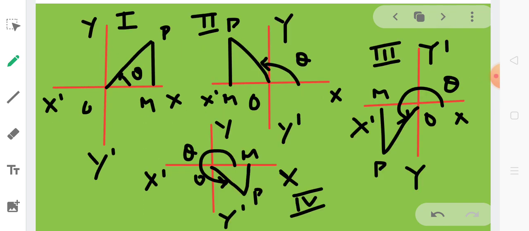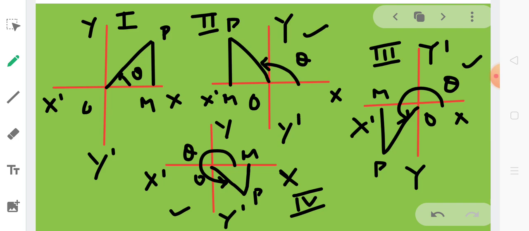So let us see how we will show it in the different quadrants. We have already discussed the first quadrant. In the second quadrant, you can see the same line OP is in the second quadrant, and how the angle theta has been shown in this one. Similarly, in the third quadrant, the angle theta, and in the fourth quadrant. So in this manner, we can find out the angles in all the different quadrants.